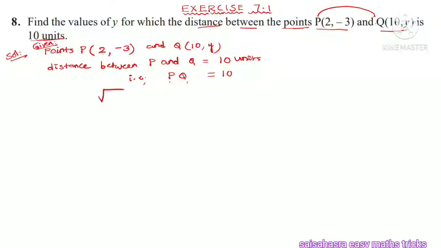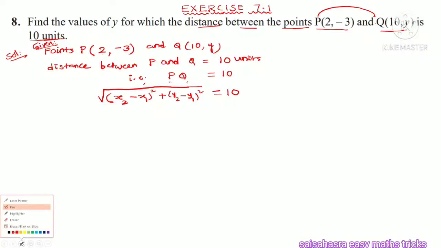That is the square root of (x2 minus x1) whole square plus (y2 minus y1) whole square. This is the formula of distance between 2 points, equal to 10 as it is. Next we have to identify what is x1 and what is y1. First point x coordinate is x1, y coordinate is y1. Second point x coordinate is x2, y coordinate is y2.